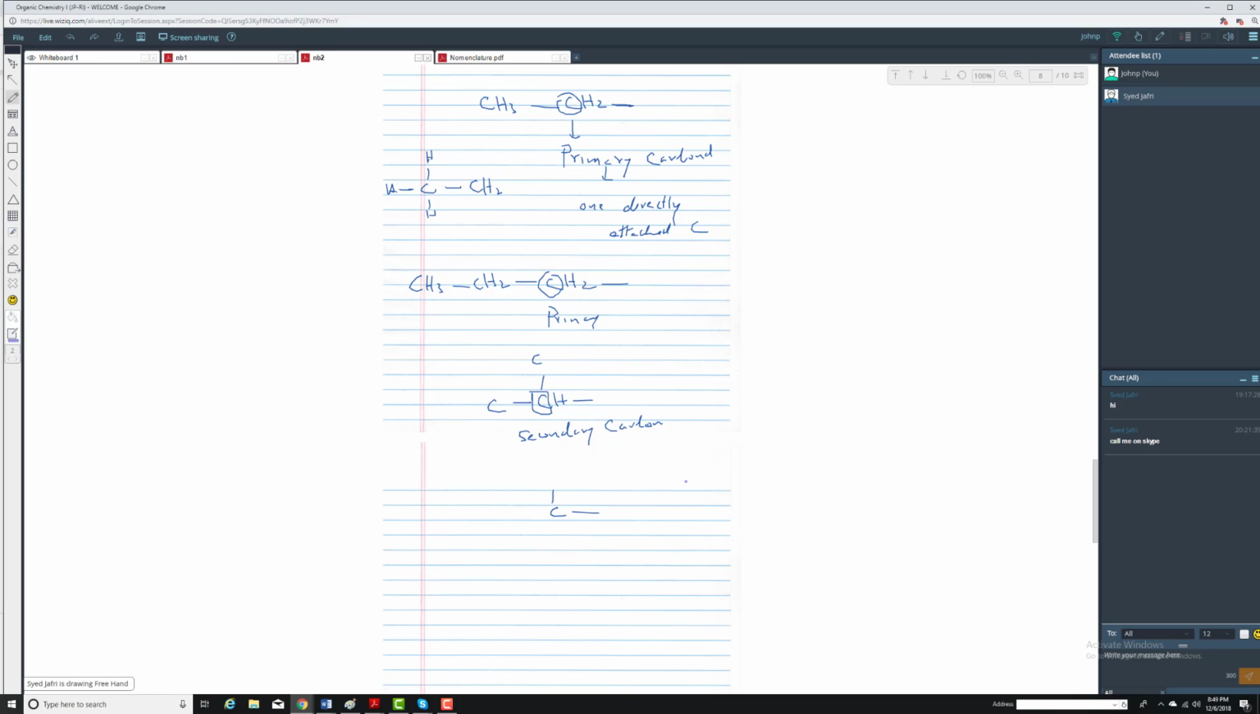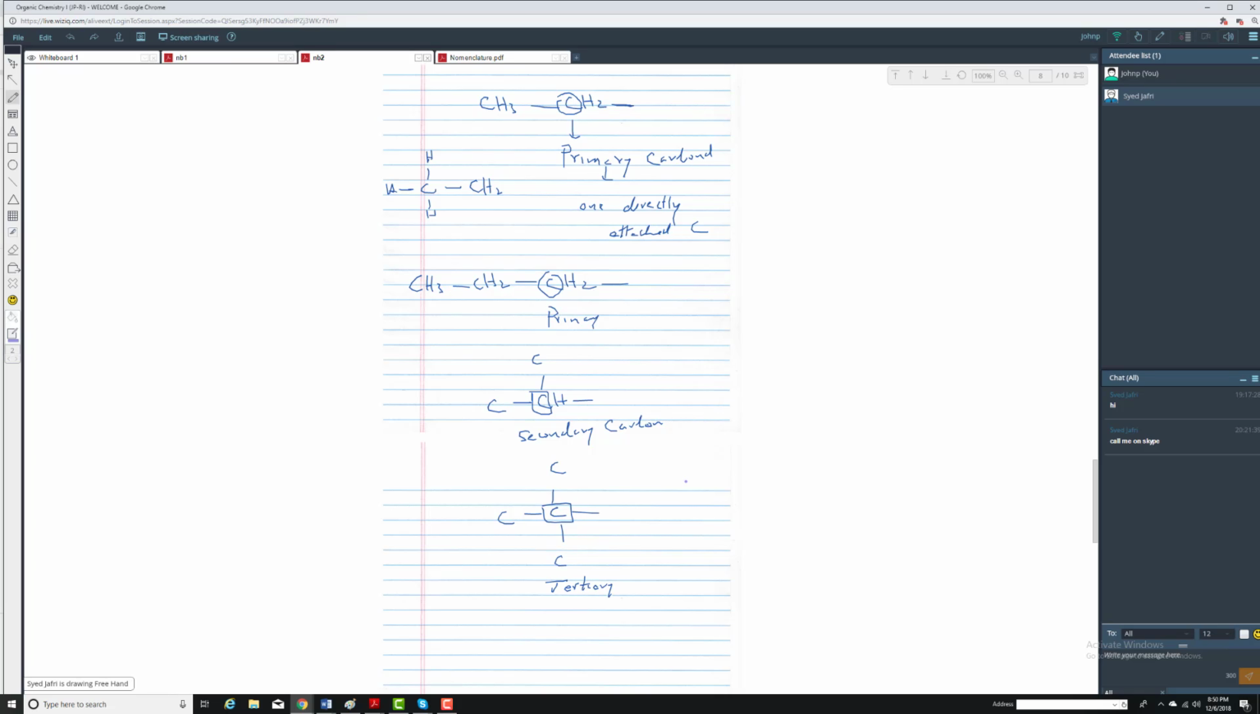The free bond is here, so this one is secondary. I am putting carbon here, and here. Then this one's primary. What about this carbon? Is it secondary or tertiary? Normally we consider something which has a free valence. It's a tertiary, with three carbons attached.